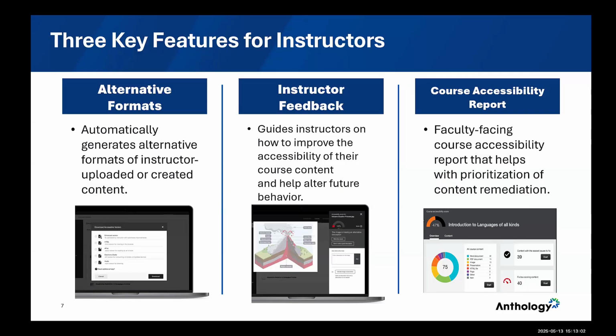And then on the far right, we have what's called the course accessibility report. So this essentially is an amalgamation of all of the content items in your course. And it's providing another dynamic report that helps with prioritization and content remediation. So basically, instructor feedback looks at the accessibility of an individual content item. Course accessibility report is looking at the entire course.